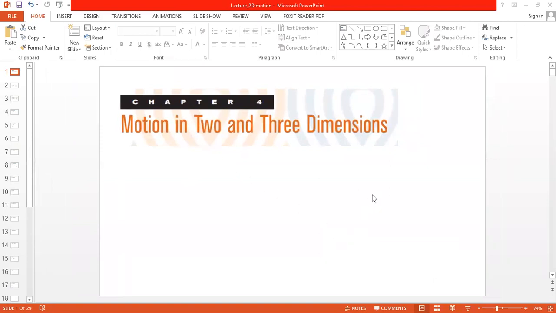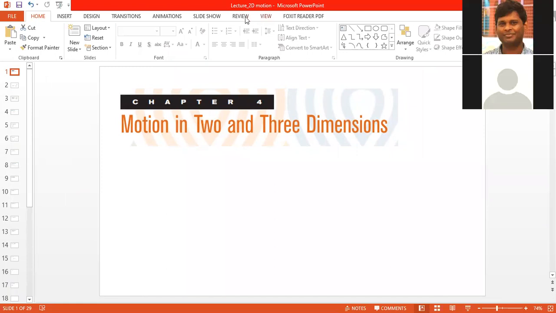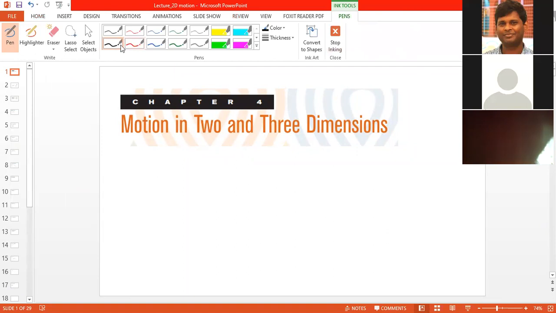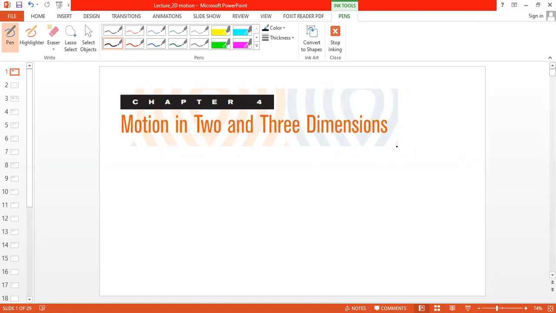So today we're going to study motion in 2 and 3 dimensions. In our last class, we studied motion in 1 dimension. 1D motion means the object is traveling in a line. For example, this is the x-axis, and an object is traveling along the x direction only. So this is 1-dimensional motion.